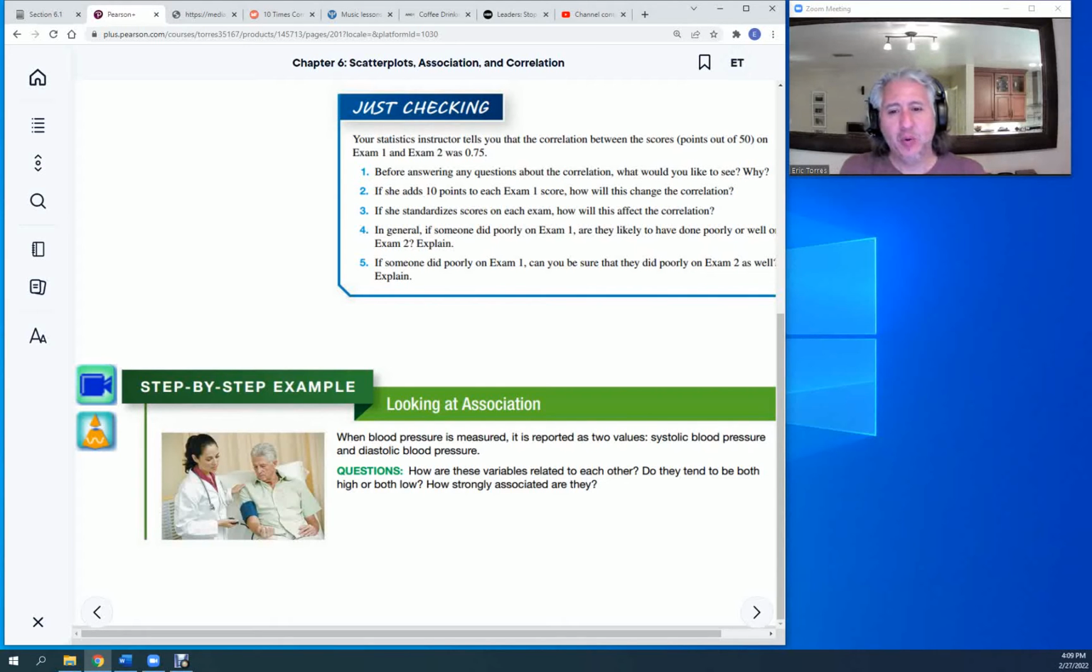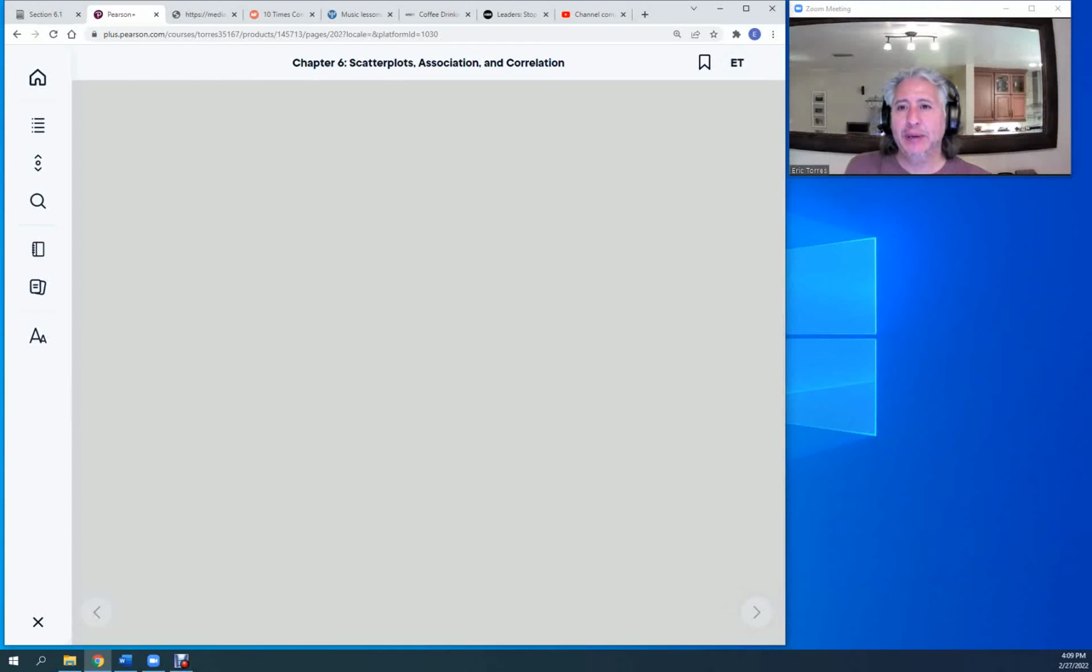Okay, so questions. How are these two variables related to each other? And do they tend to be both high or both low? How strongly associated are they? So basically, we're going to have to get this data, graph it, and get the coefficient of correlation from that. So let's do that. Next page here.